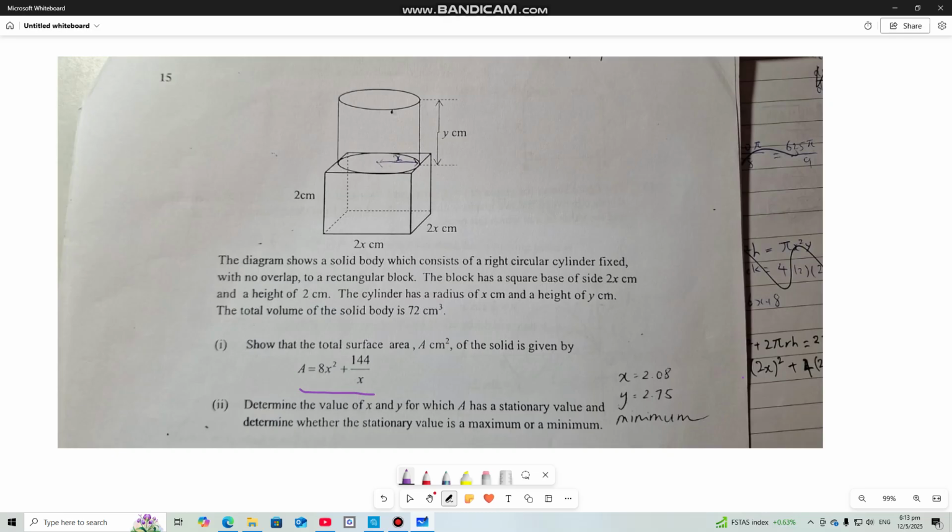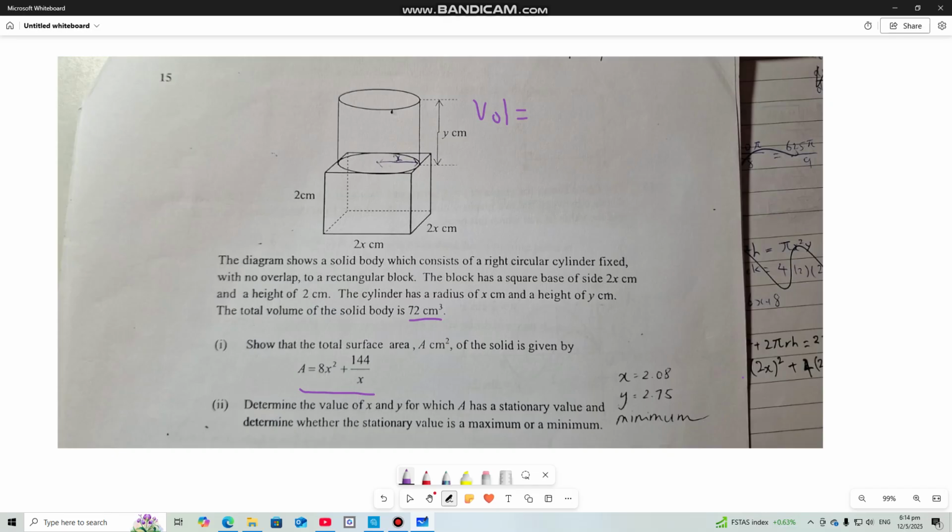We are actually given the total volume of the solid body. Okay, so it's given as 72, and we have to use this to find out what exactly y is. Okay, so that is why later on we will need to replace y with the appropriate value. So let's assume that we need to do that. We would have to find the volume of the solid first.